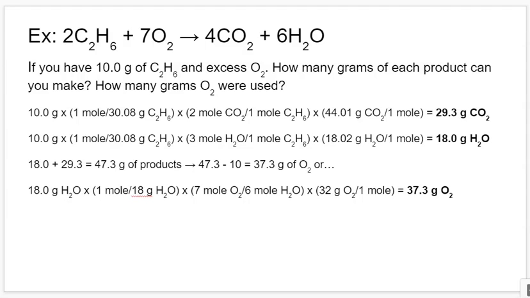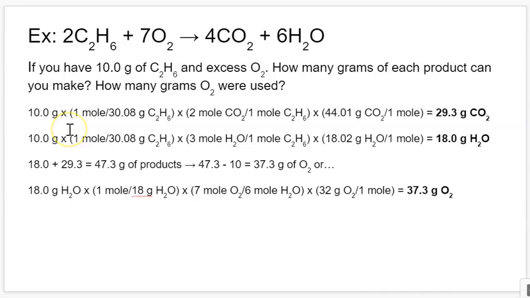So we start pretty similarly to other ones. We take our grams, we convert them into moles. In this example, I've just done all of the dimensional analysis in one go. So for the first example, to calculate the grams of CO2, I divide by the molar mass of ethane, multiply it by the mole ratio of ethane to CO2, and then multiply by the molar mass of CO2. And we end up with 29.3 grams of carbon dioxide.